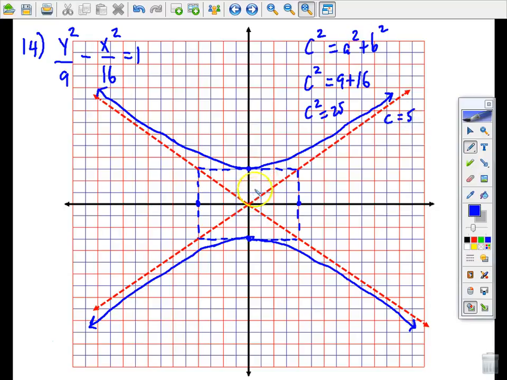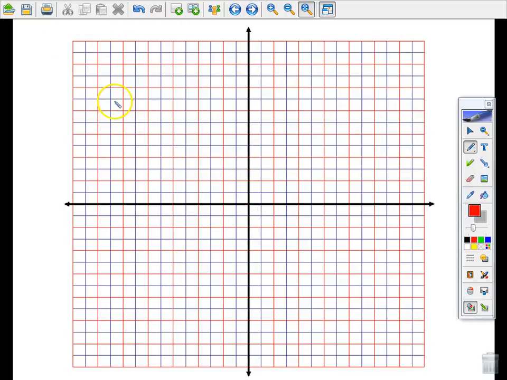So remember, for parabolas, focal points always go inside the mouth of the parabola. So we're going to have a focal point at (0, 5) and at (0, -5). So we can show it like this. All right, that takes care of 14. 15, let's see what this one looks like.